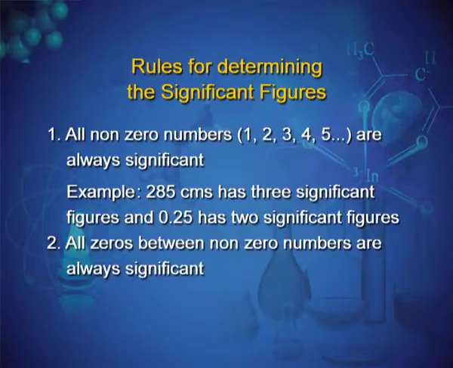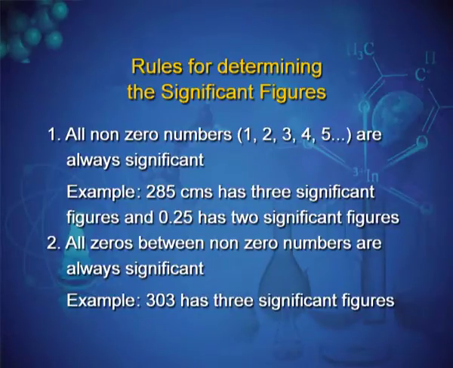Second rule: all zeros between non-zero numbers are always significant. Example: 303 has 3 significant figures.